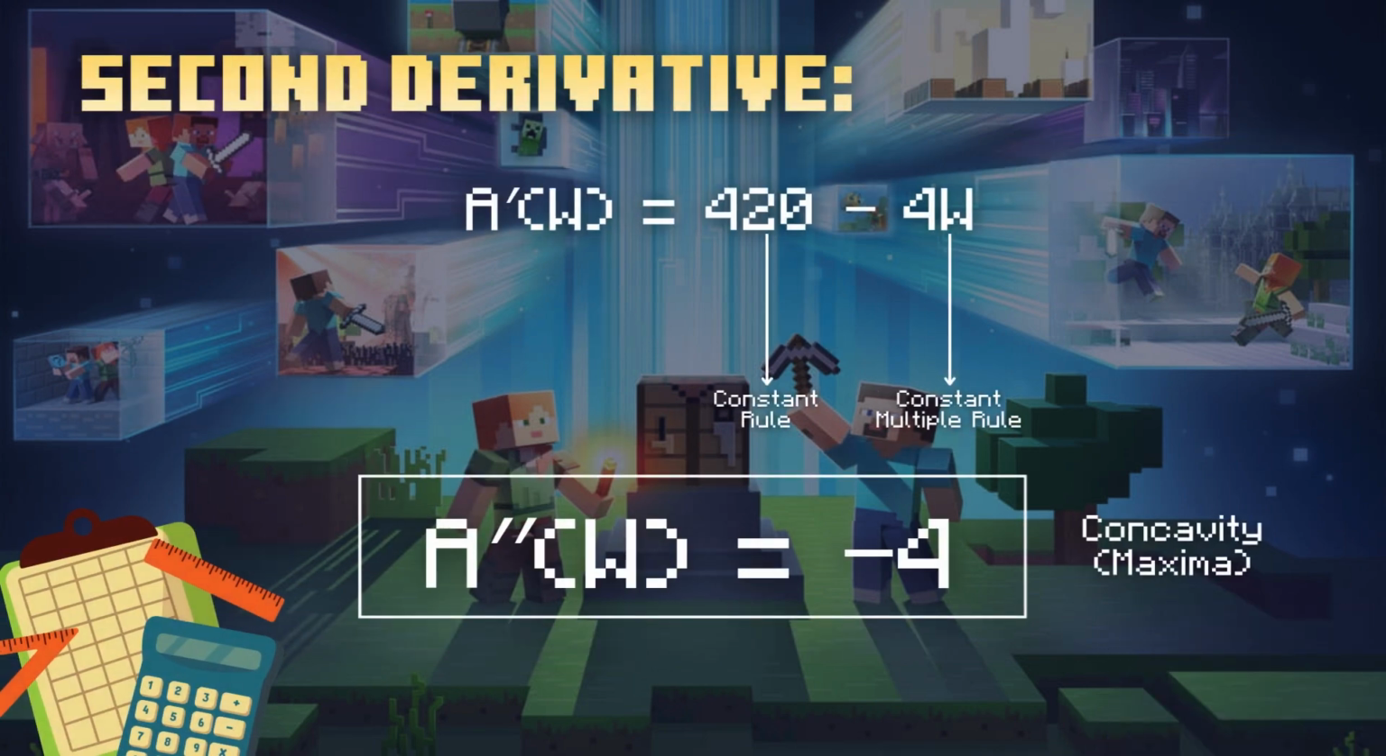Next, we are going to find our second derivative. Again, our A prime is 420 minus 4W. So we have to derive it again. So 420 is constant rule. Basically, any constant with no variable is 0. Minus 4W, that is constant multiple rule. We have a constant right there, which is 4, or negative 4 rather. So negative 4 times 1 is negative 4. W raised to 1 minus 1 is 0. So that still leaves us negative 4.